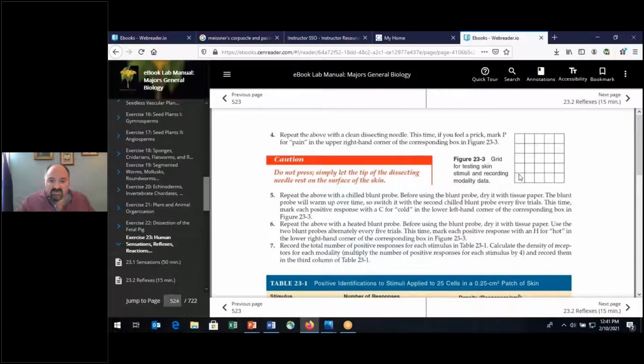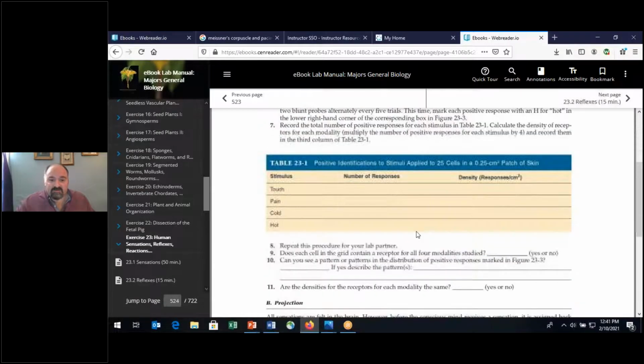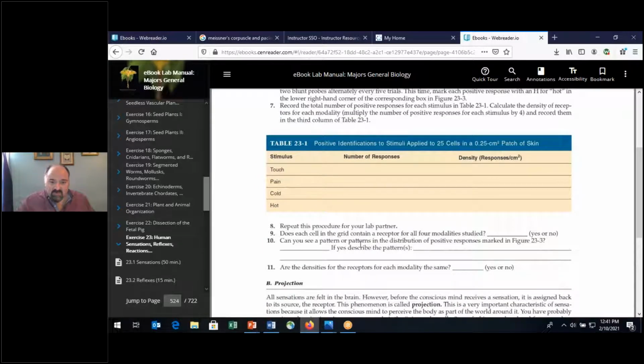You'll create this grid. You'll follow the instructions. You'll create this table. You'll answer questions.